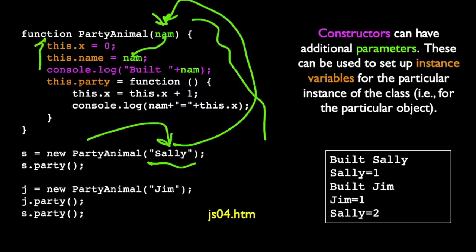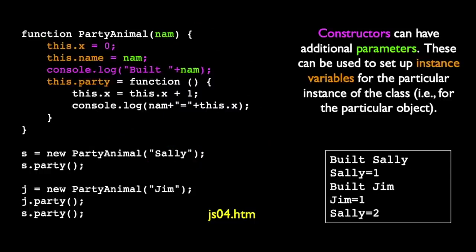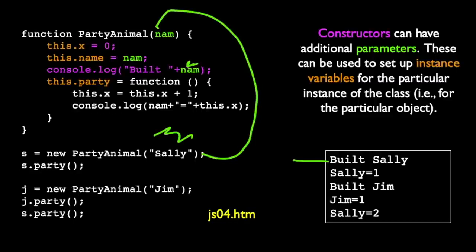And so when we run this, it comes in, it constructs Sally, setting that, and it says built Sally, that's that nam, and then we call s.party. So the actual object is in the variable s, we call s.party, and this.nam is Sally, and it's equal to 1.